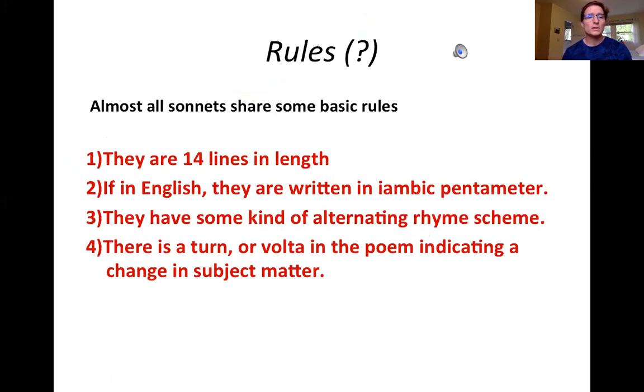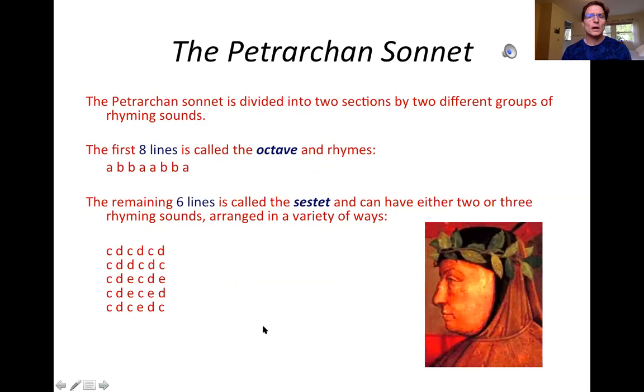The rules of all sonnets, or some of the basic parameters, are that they are normally 14 lines in length. If in English, they are written in iambic pentameter, and they have some kind of alternating rhyme scheme. There is a turn or a volta in the poem indicating a change in subject matter. All right, so those are your basics. And we'll get back to some of those words like iambic pentameter in a second.